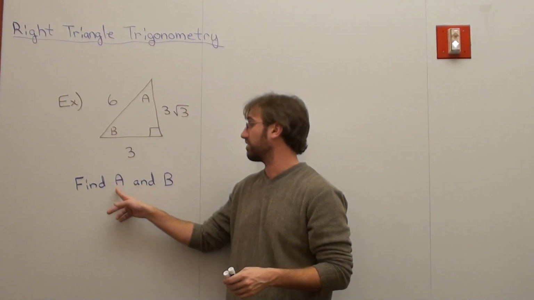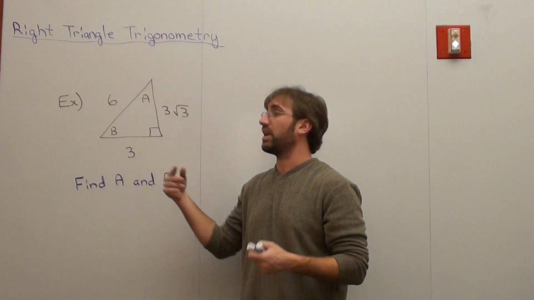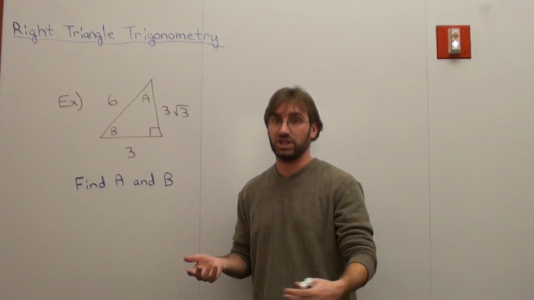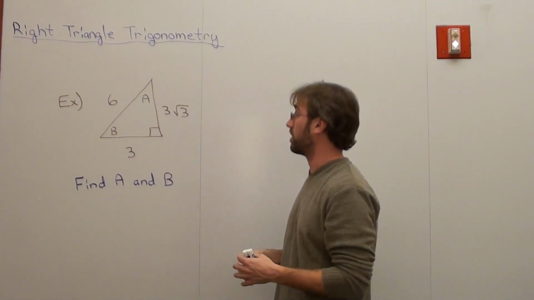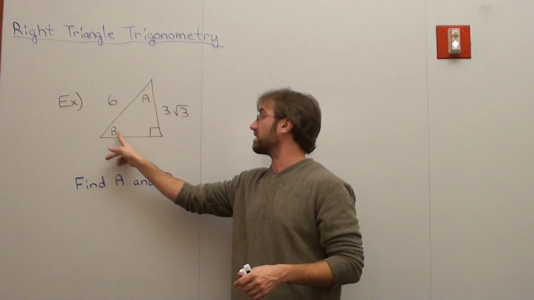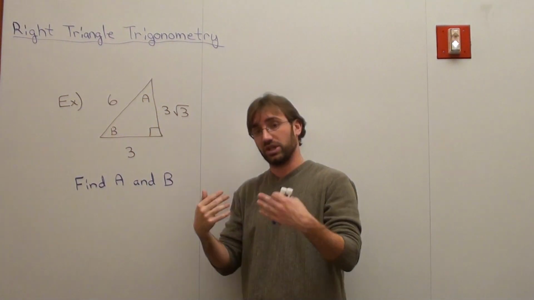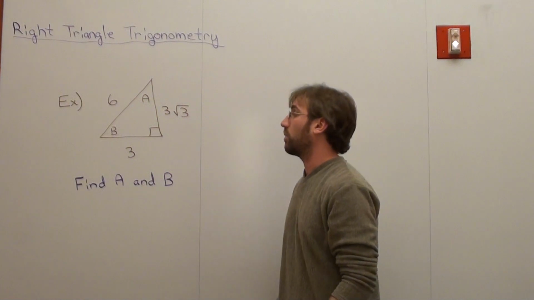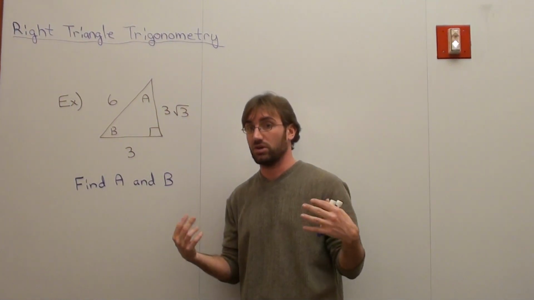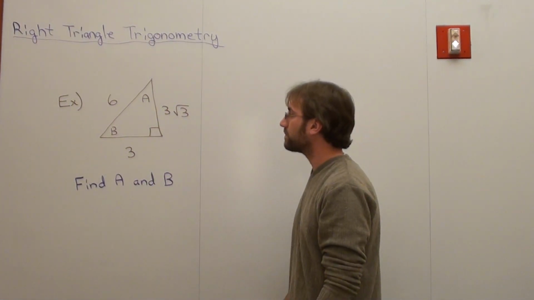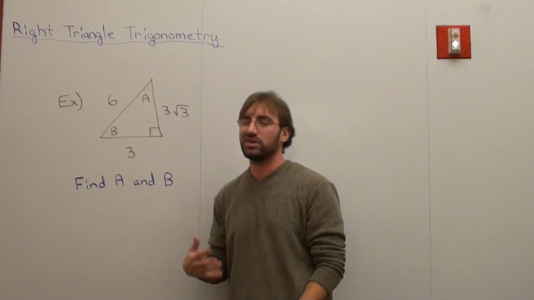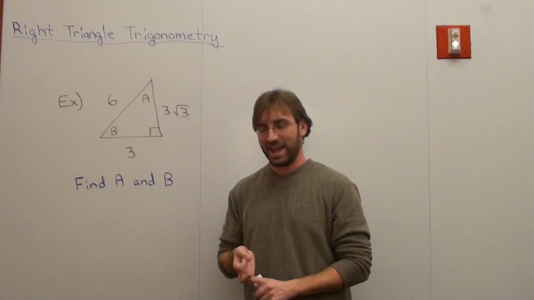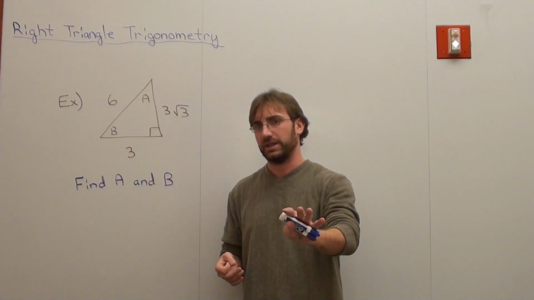Basically what I want to do is find A and find B. And A and B stand for degree measures in a triangle. So we're going to try to figure out what this is equal to and what this is equal to. Now I know this is a right triangle, so we can use sine, cosine, or tangent. And we're going to have to apply our skills of sine, cosine, and tangent in order to figure it out. Now, you can also use secant, cosecant, and cotangent, but I wouldn't recommend that.